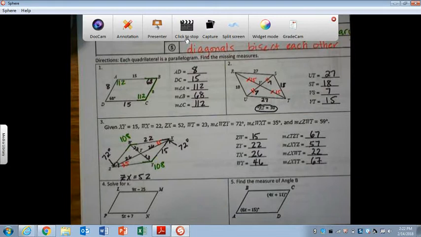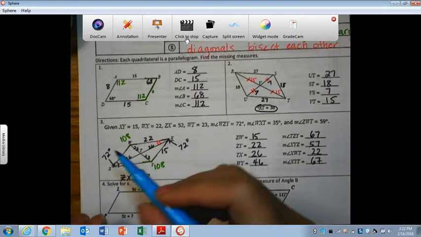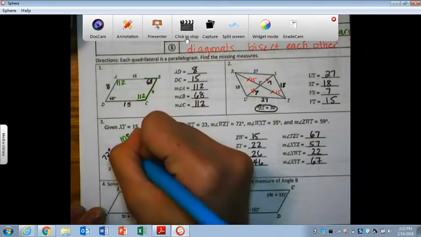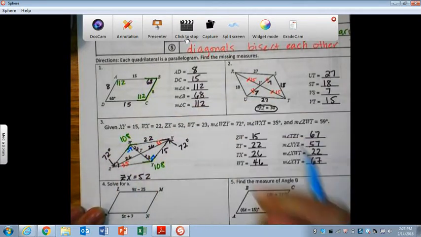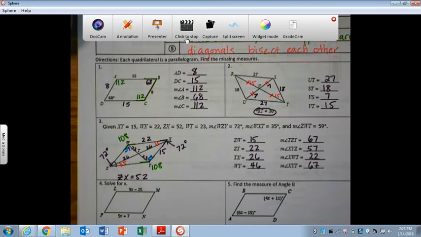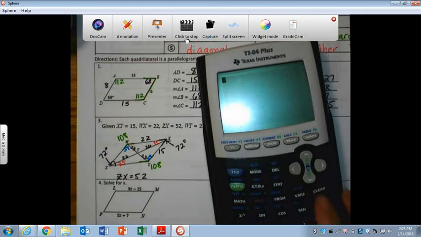Let's throw that in there. ZWT is 59. That's right here. So this little bitty angle is 59. If things get too busy, you must draw a bigger parallelogram. Okay. So here we go.